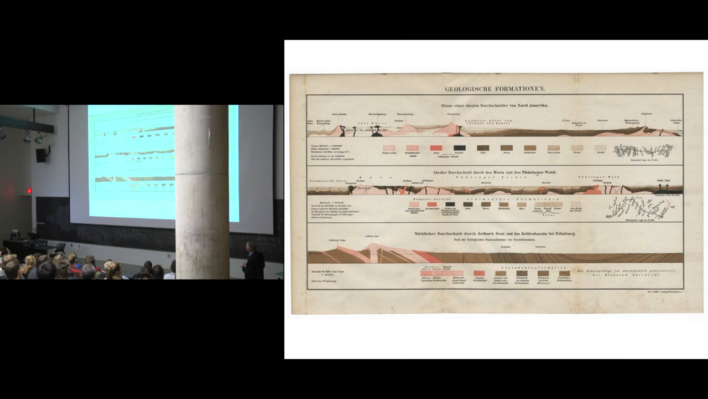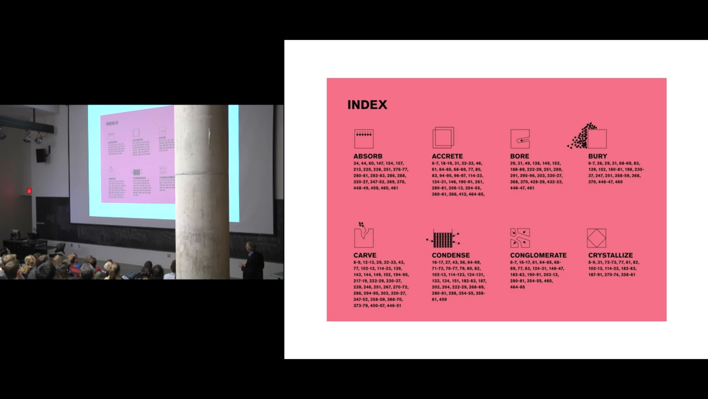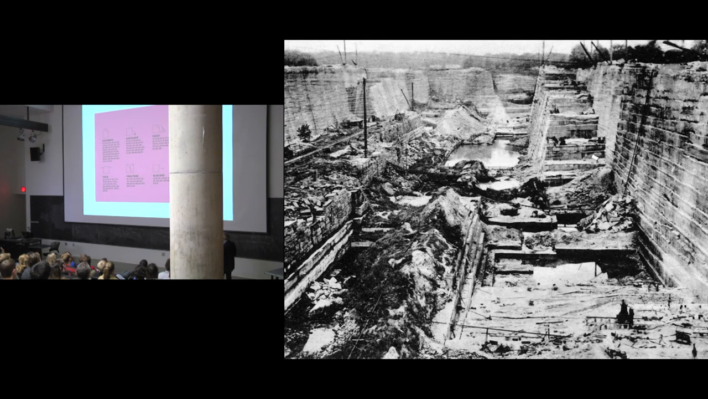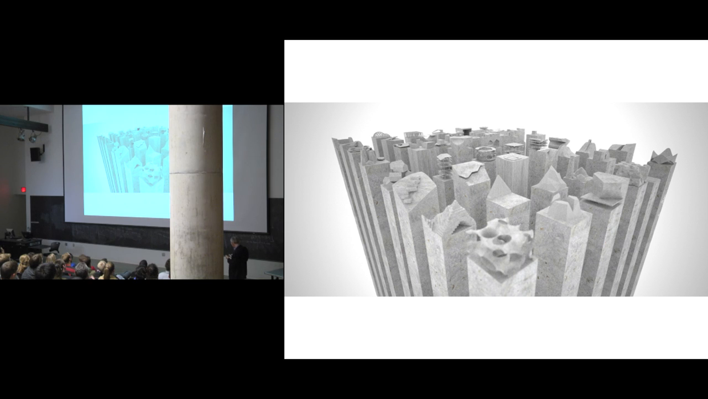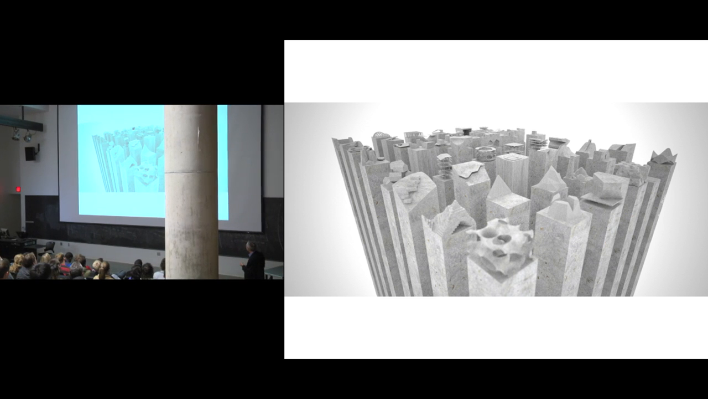So one of the things that we did in the book is to make a kind of graphic index which would catalog all of those different operations and use them as a way to categorize all of the projects in the book. So this was an early version of little models that we made of all the projects that were being included in the book.